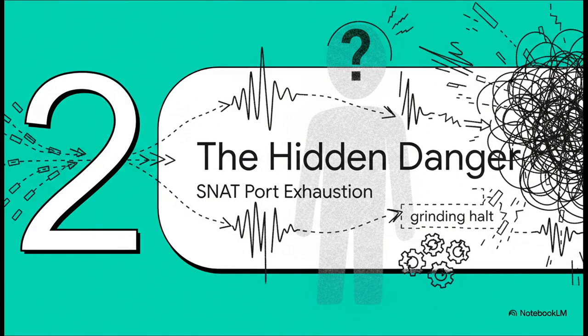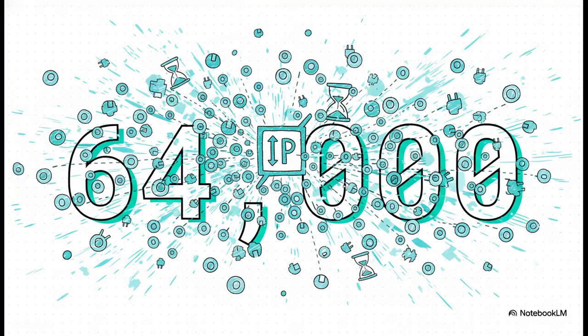And it often shows up in really mysterious ways. It all starts with this number, 64,000. That's how many ports you have to work with for SNAT for each public IP address you're using. And I know, it sounds like a huge number, right? But this resource is finite, and believe me, you can burn through it way faster than you think.